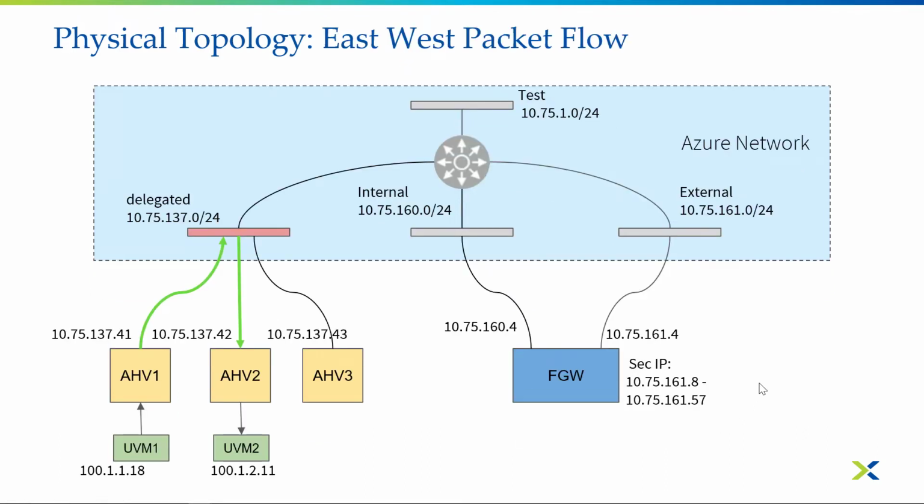Now, in terms of east-west traffic, we have two UVMs residing in the same VPC. And so it's the same way that it would work on-prem. This VM on HV1 will flow through. We'll encapsulate the traffic on HV1, then deliver it to HV2, decapsulate it, and then give it to UVM2. So that's a pretty simple use case.